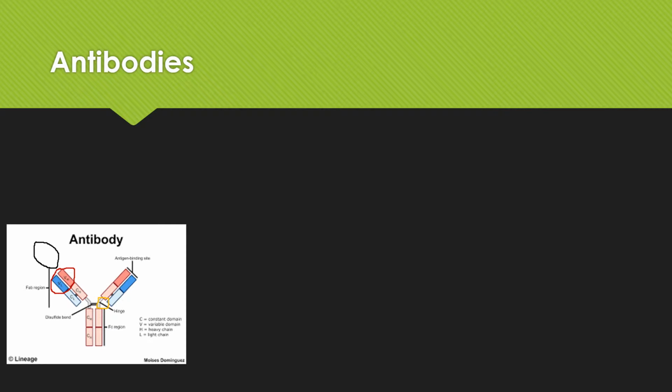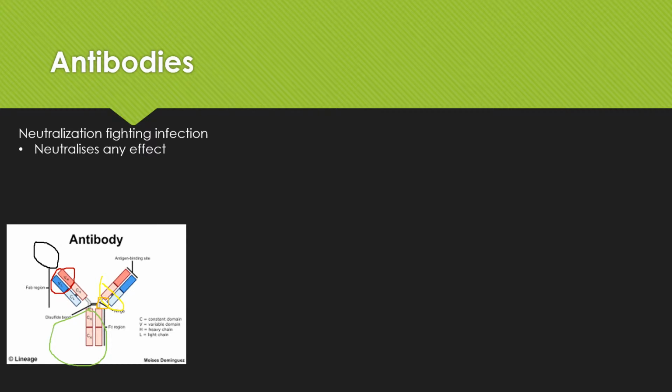You have the light chain and the heavy chain. Now the light chain and the heavy chain are always the same. It's the variable region that can be changed.